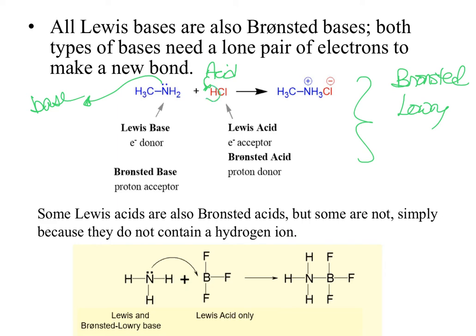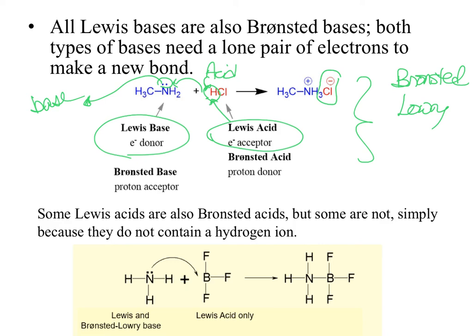The hydrogen on the acid is transferring to the base, and the chloride anion is left over. But it turns out that this can also be classified as a Lewis acid-base reaction. So let's make sure we understand how that's done. In this case, the Lewis base is the nitrogen. Remember, a Lewis base has to have at least 1 lone pair of electrons that is being used to make a new bond. And the Lewis acid or electron acceptor really is the H plus on the HCl.